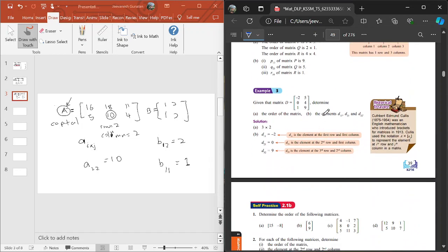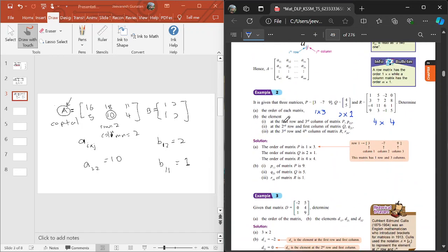And then here, actually the element at the first row, third column, P13. So basically they're asking P13. P, the small letter, so this is the matrix they are referring to. So the first row, third column is 9. And let's look at this question. The third row, fourth column, basically that means R34. So third row and fourth column, which is 1.